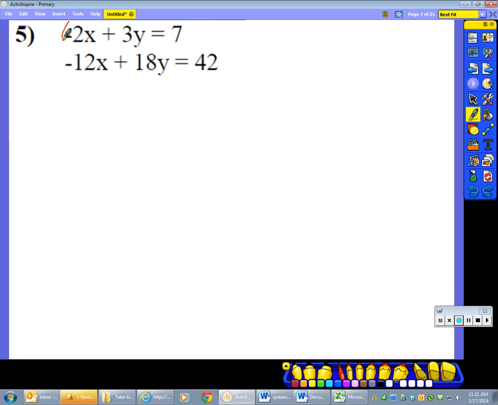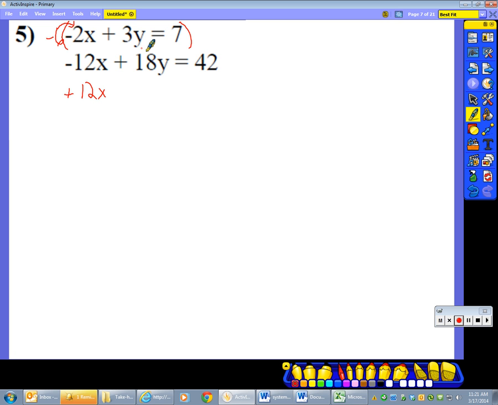So what I'm going to do is I'm like, well, how do I go from a negative 2x to a positive 12x? Because that's what I'm looking for. And the correct answer is I'm going to multiply it by a negative 6. And you'll see what happens. A negative 6 times a negative 2x is going to give me a positive 12x.